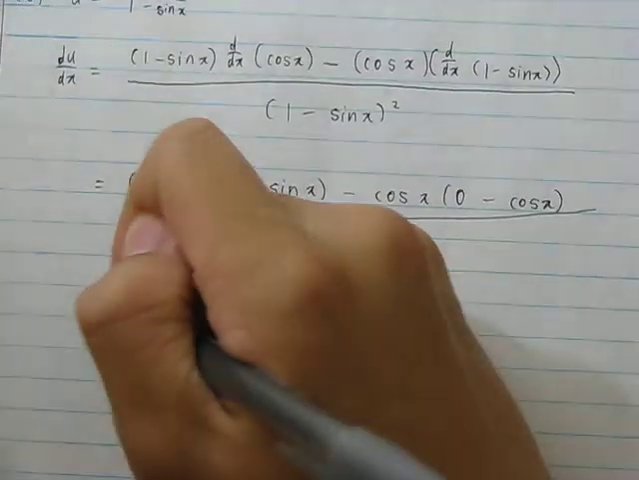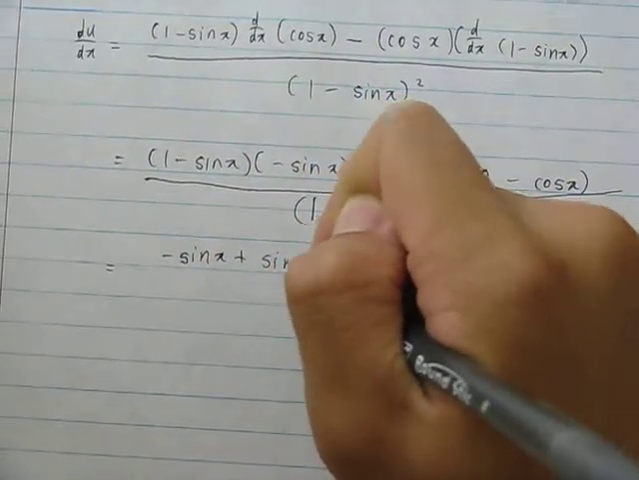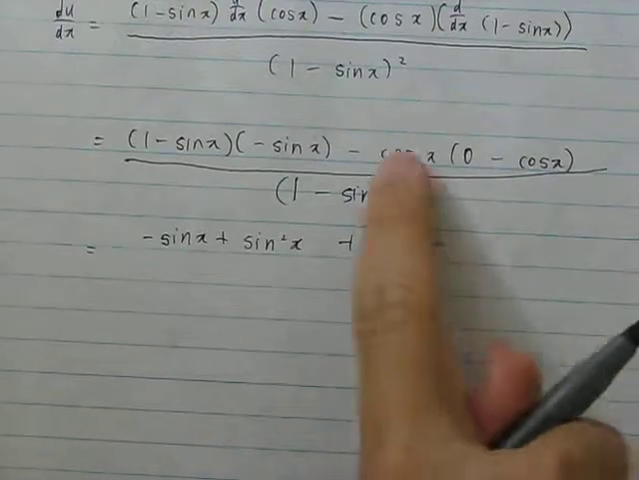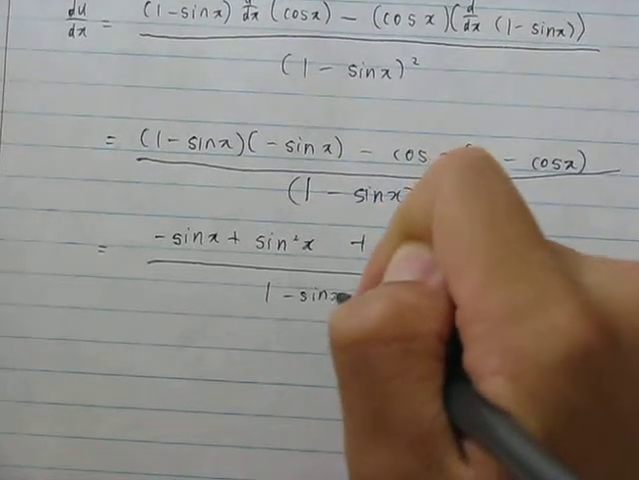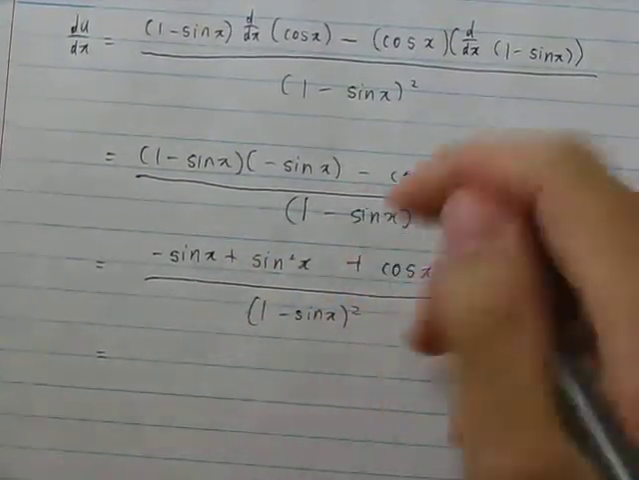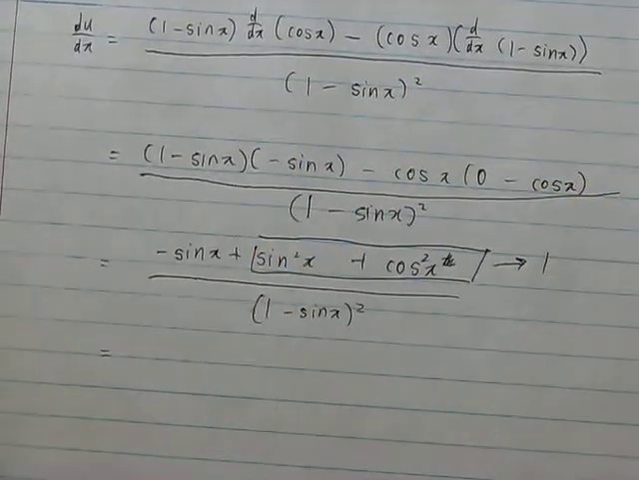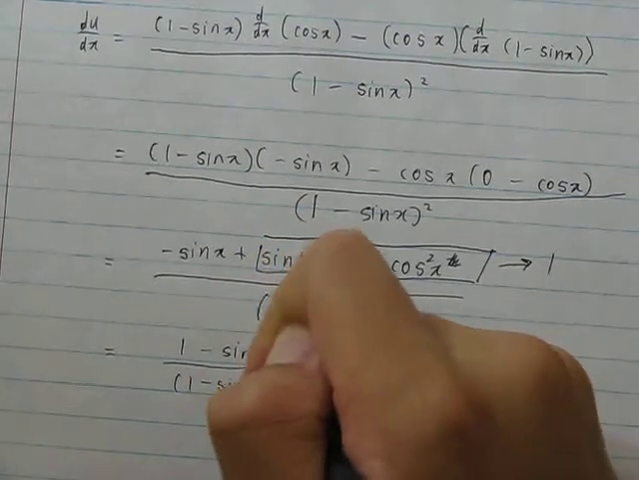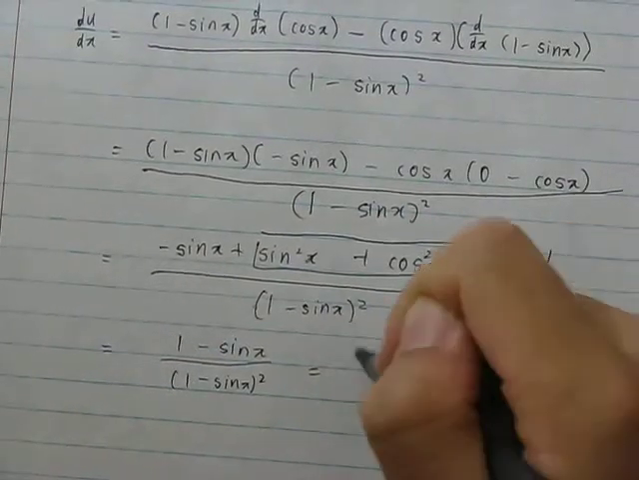Okay. So now you expand. Now you're left with negative sine of x plus sine squared x, plus cosine squared x from here. And you put all of that over 1 minus sine of x squared again. But you should know that sine squared of x plus cosine squared of x is equal to 1. This entire part is equal to positive 1. So now you're left with 1 minus sine of x over 1 minus sine of x squared, which of course equals 1 over 1 minus sine of x.